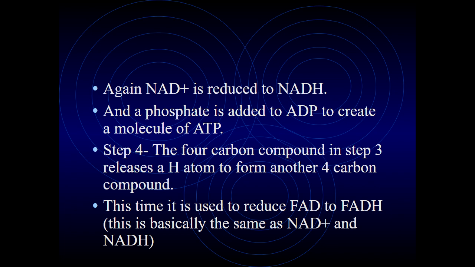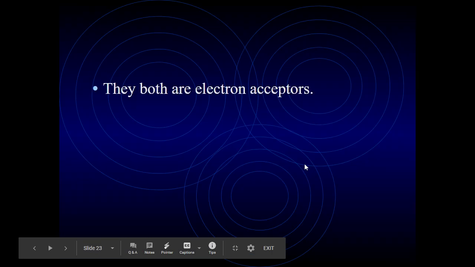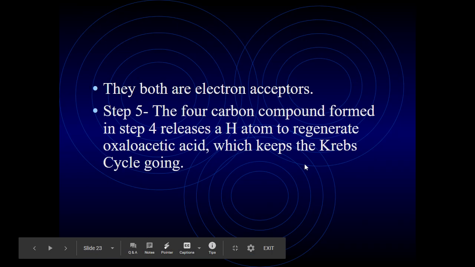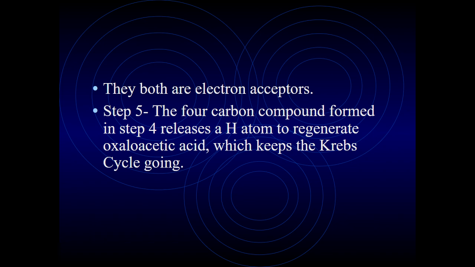This time you see you reduce from FAD to FADH because you're getting rid of that hydrogen. It is basically the same as your NAD+, so they are both electron acceptors. So if you're losing a hydrogen, you're going to be losing an electron, which means it's going to be more of an ionic compound. That's what we learned in chemistry.